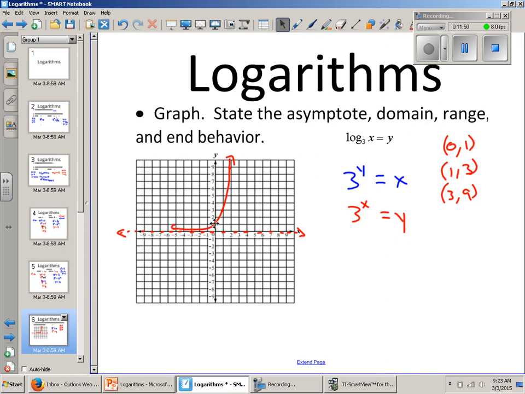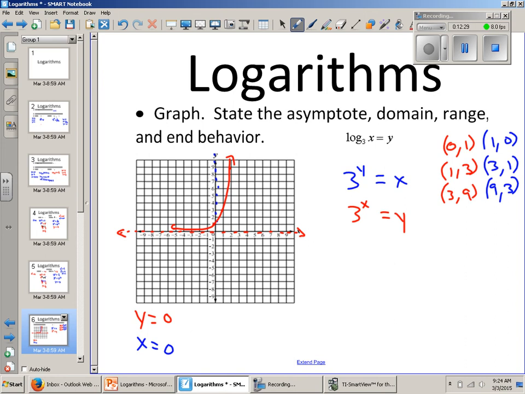Alright, so let's remember, logarithm is the inverse of exponential. I've graphed the exponential function now. Inverse means switch the x's and the y's. So what are my new ordered pairs? 1, 0, 3, 1, 9, 3. I'm going to graph these. Now, first thing I did when I was graphing exponential was to graph the asymptote, and it was y equals 0. If I switch the x's and the y's, it's x equals 0.